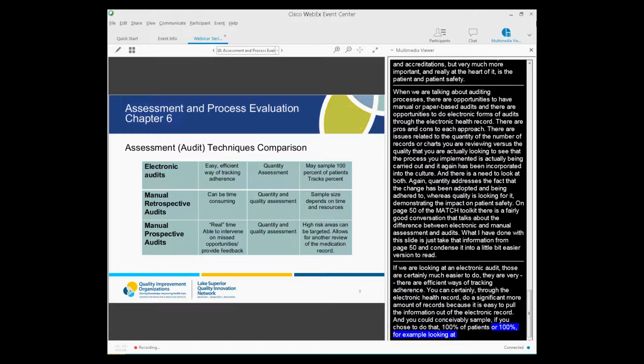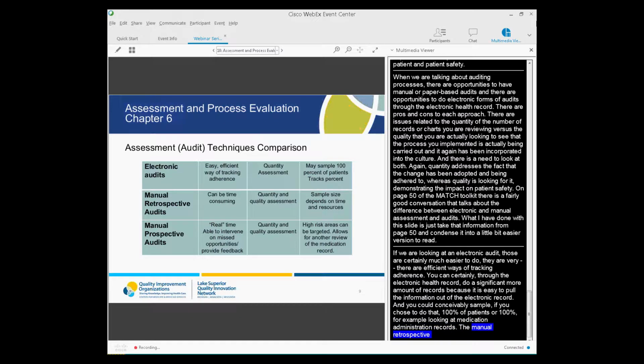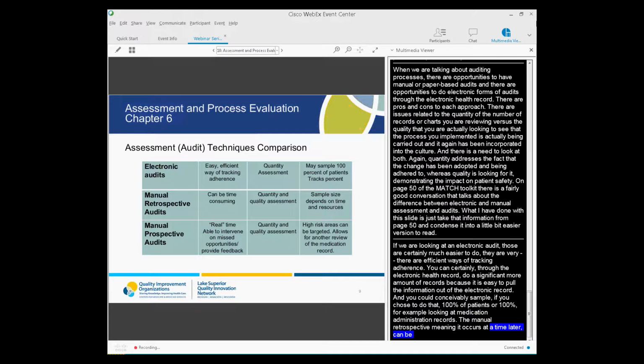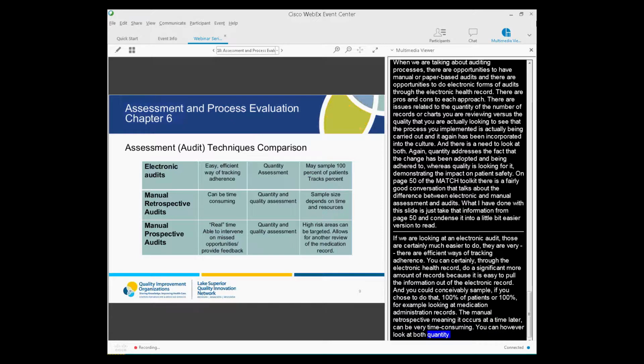The manual retrospective audit, meaning it occurs at a time later, can be very time-consuming. You can, however, look at both quantity and quality auditing that way. And again, the sample size depends on the amount of time you have and resources.